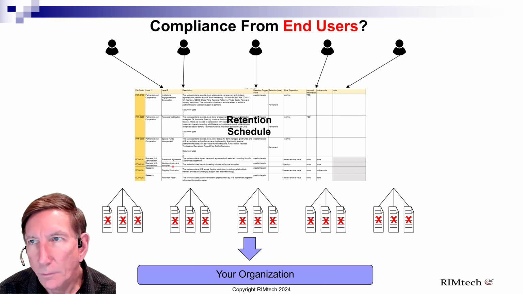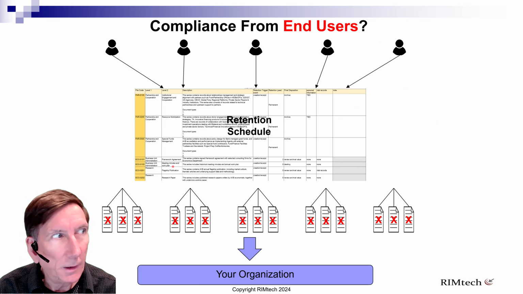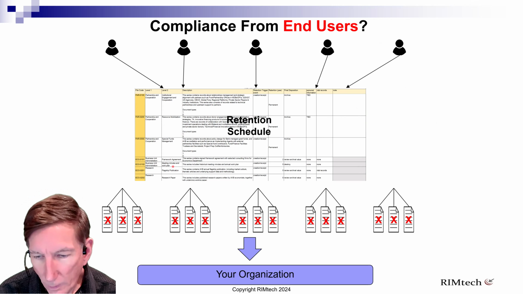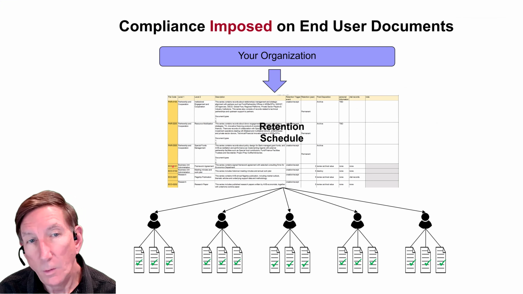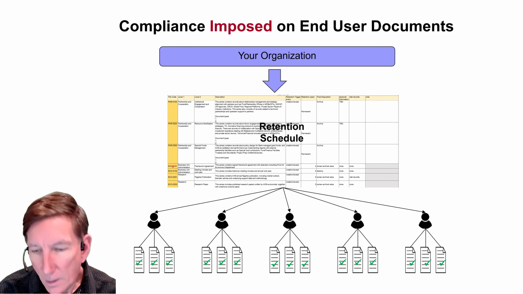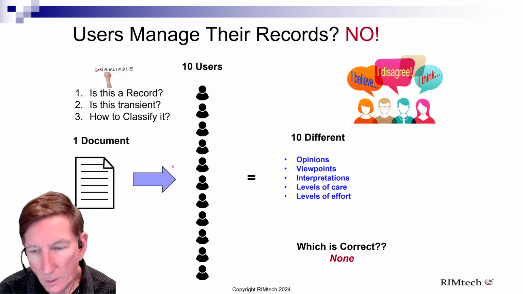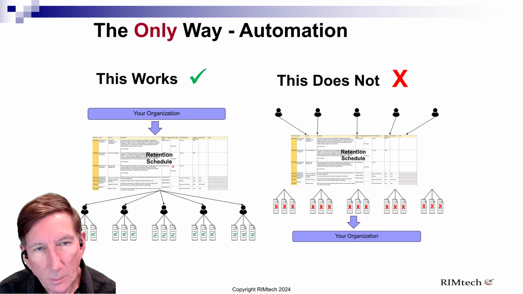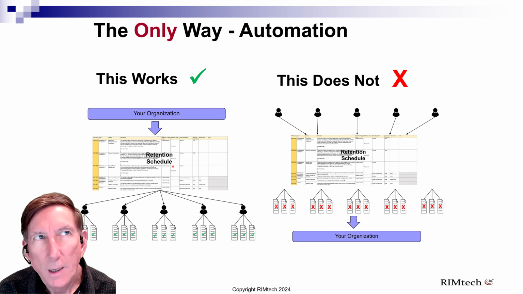Now, here's another philosophy for you. Where does compliance come from? Does it come from the end users, where the users are deciding what the retention rules will be on what documents? Or does it come from you? Do you impose it on the users, whether they like it or not? Okay. The obvious answer is, again, we know that we can't count on the users. So if we can't count on the users, then the only way we can do it is to impose it on people. And to do that, we're going to need automation. So that's where the records keeping software comes into play.